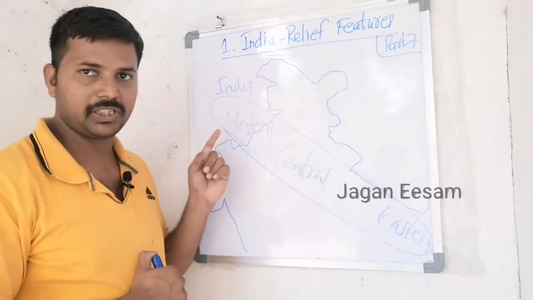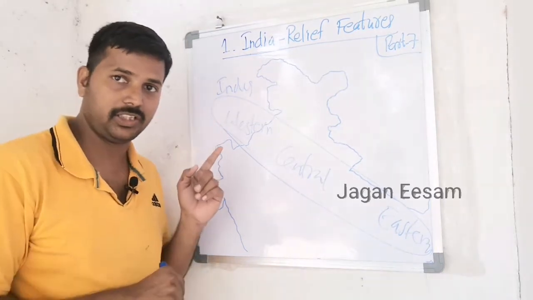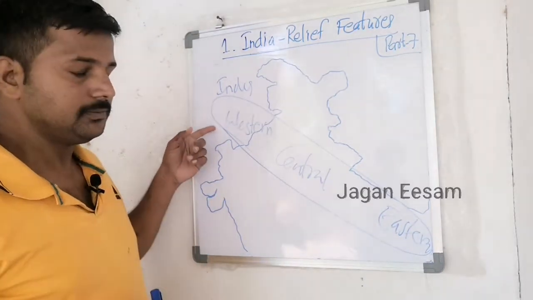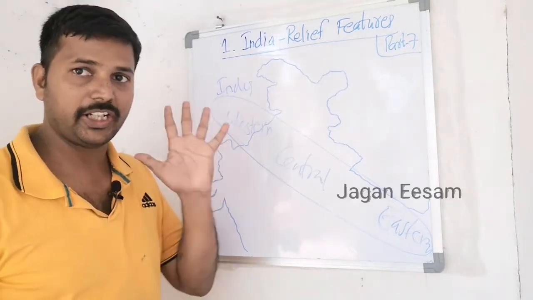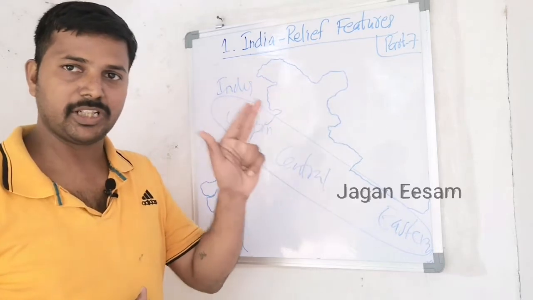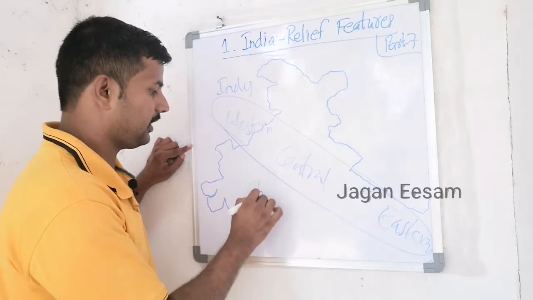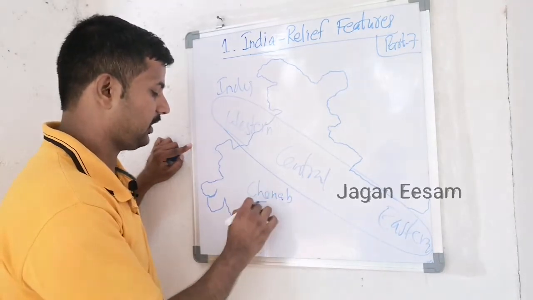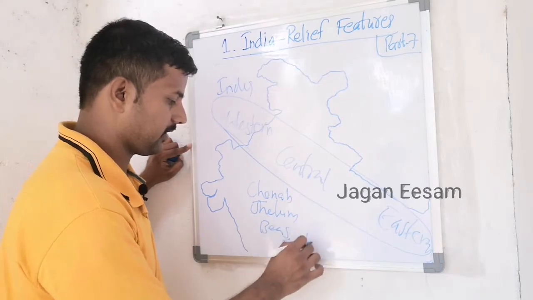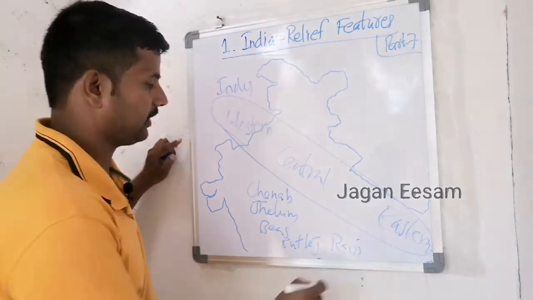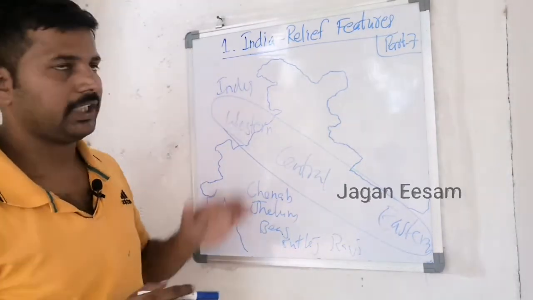Okay, the western part is formed by the Indus and its tributaries. The Indus river has 5 tributaries. What are the 5 tributaries of the Indus river? Jhelum, Chenab, Ravi, Beas, Sutlej. These are the 5 important tributaries of the Indus river.